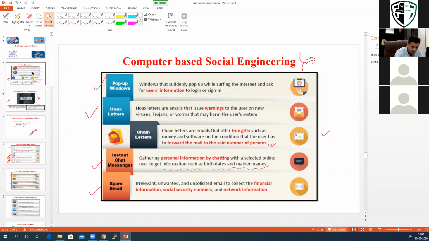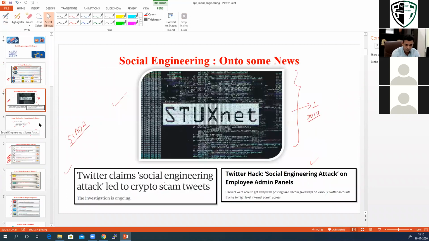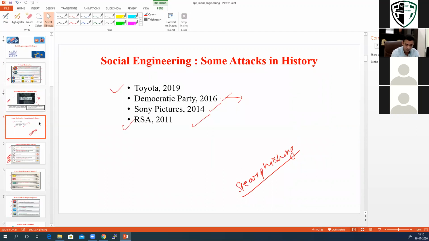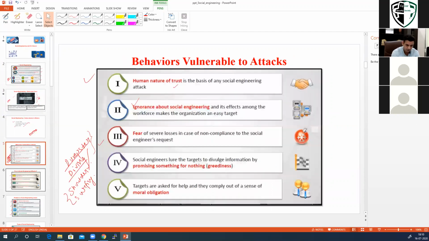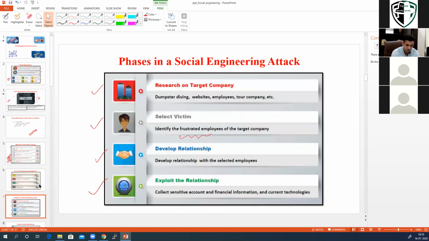So we have just discussed what social engineering is, as an introduction. I've shown you some of the news we are following these days, and this is not very new. This has been happening for a decade now. What are the basic phases? We have discussed how it is basically effective. The phases are these, and we have discussed these things as well.